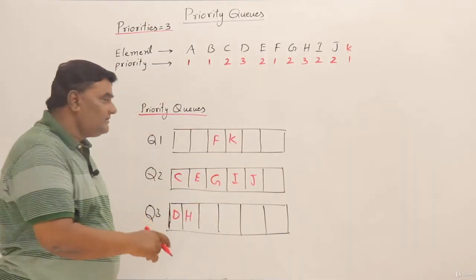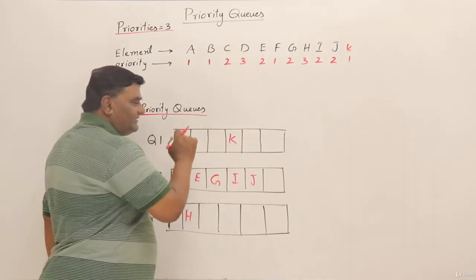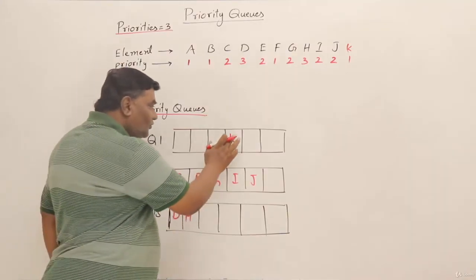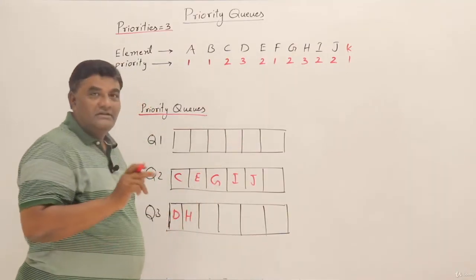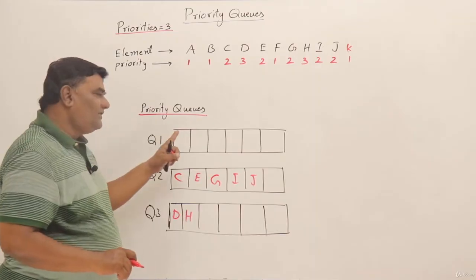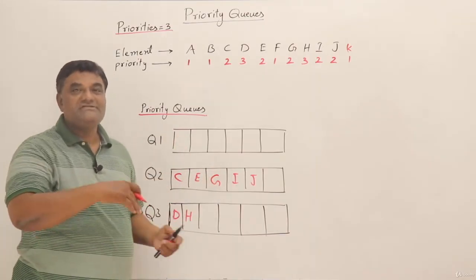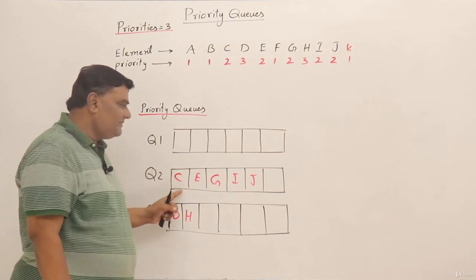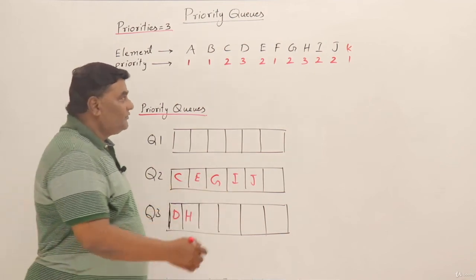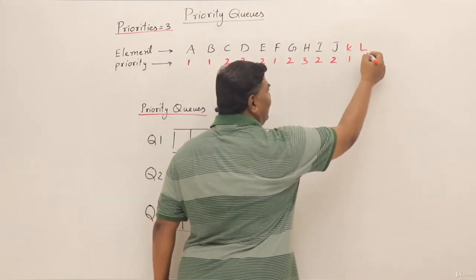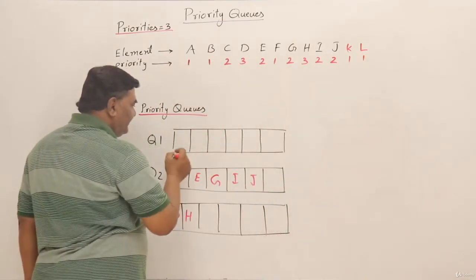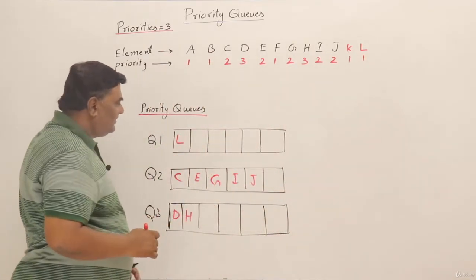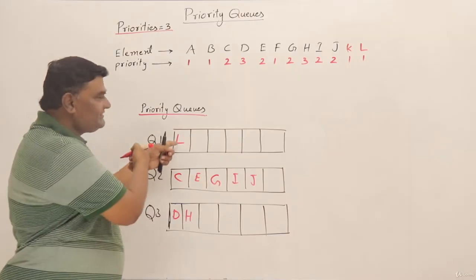Now again I want to delete. From Q1 deleted. Again I want to delete, Q1 deleted. Now again delete. Q1 is empty. Then go for the second priority, that is this one. Now start deleting the elements from this queue. Suppose after this again I have one element L whose priority is 1, it comes here. Then again if I want to delete, I must delete this one.